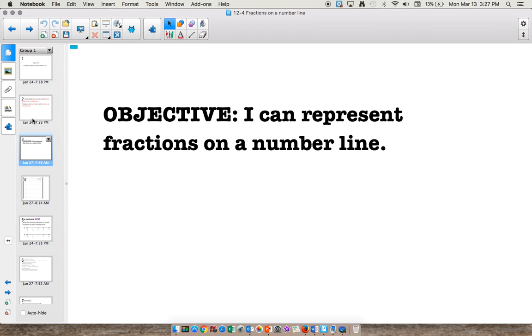Here's your objective for the day. I can represent fractions on a number line. That means you're going to be able to create a number line and put the fractions on the number line in order from least to greatest.